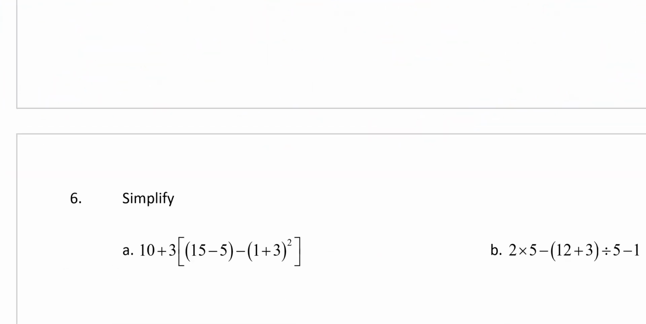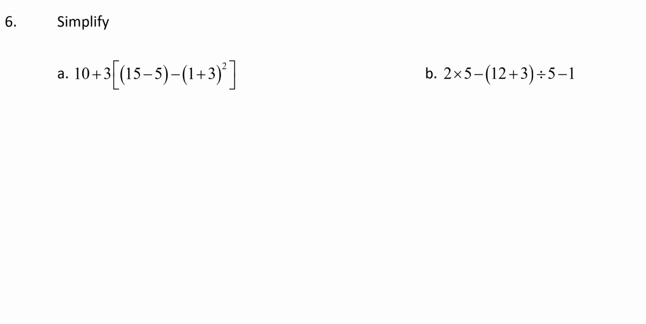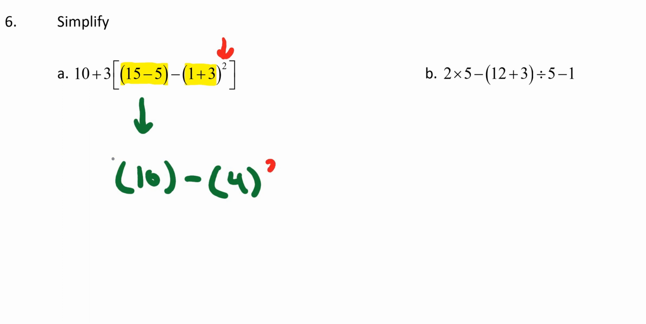Okay, let's move on to the last two questions here. Just some BEDMAS questions. Always do the brackets first. So here's a bracket. What's 15 minus 5? So 15 minus 5 is going to be 10 minus, what's 1 plus 3? Well, 1 plus 3 is going to be 4. And then you have this, 1 plus 3 is 4, and you have power 2 there. And then you have this big bracket there with the 3 and the 10 plus.